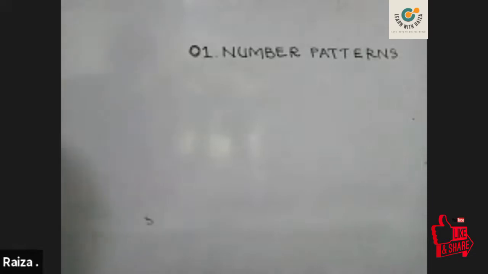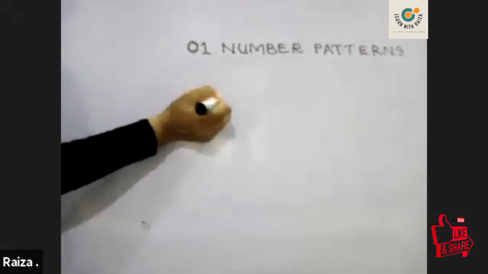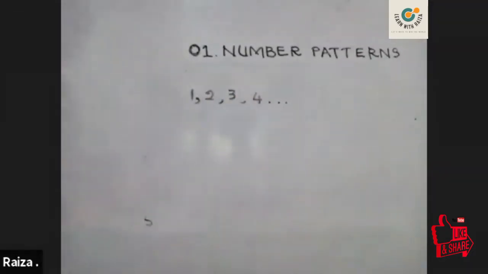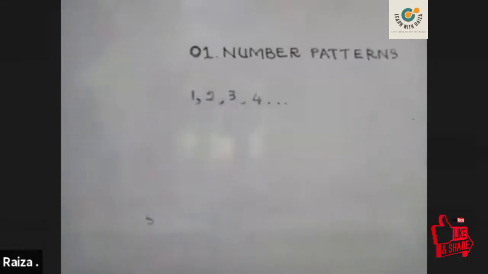Okay, right. So let's go to the lesson today. Number patterns, right? Number patterns are something you learn from your smaller classes. For example, the number pattern 1, 2, 3, 4. This is a very simple number pattern that you learn from the beginning, because you can see that each number is a natural number, continuous numbers, right?